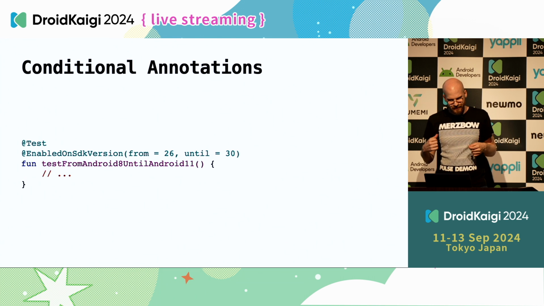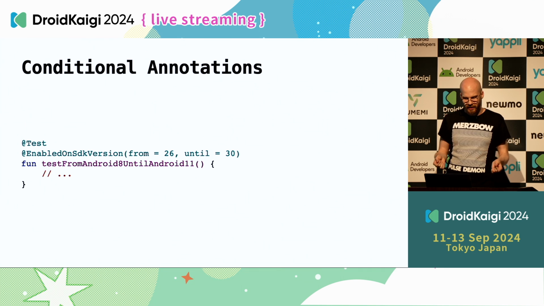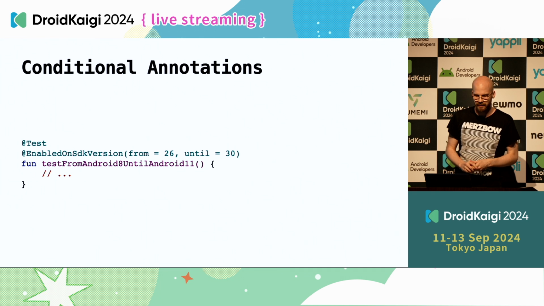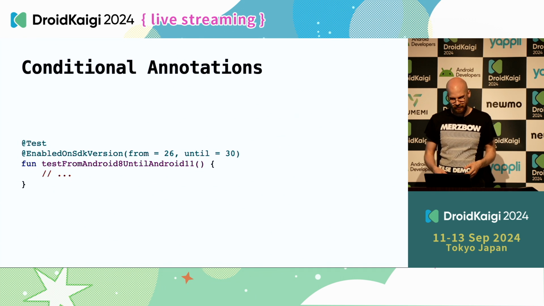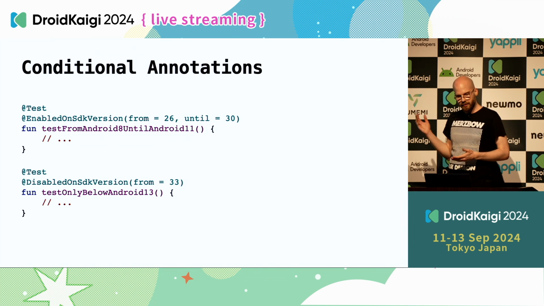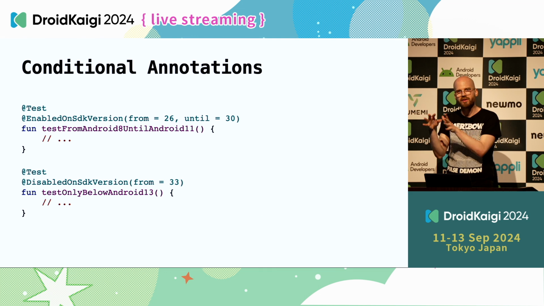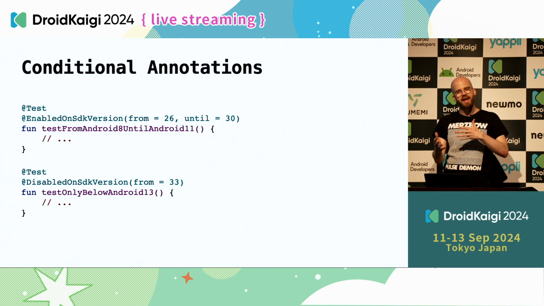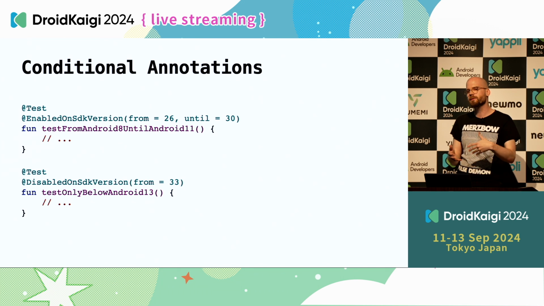This is the last one. This test will only execute on phones from Android 8 to 11. It's only enabled on these SDK versions. And then conversely, the second method is disabled if your SDK is 33 or higher. So Android 13 or higher will skip. Older phones will run it. So hopefully you can get a feeling of how you can control the flow of your tests with these kind of annotations and tailor it to your needs.